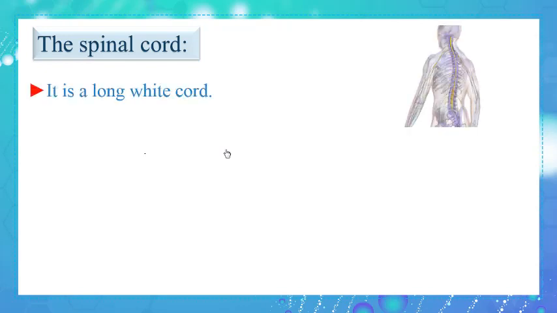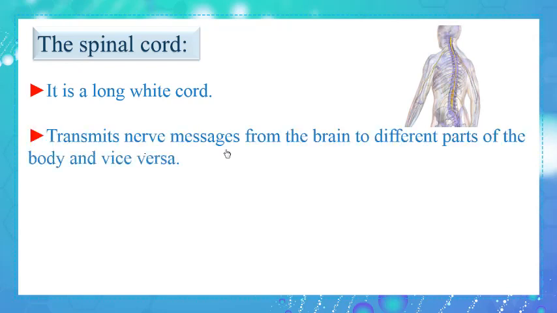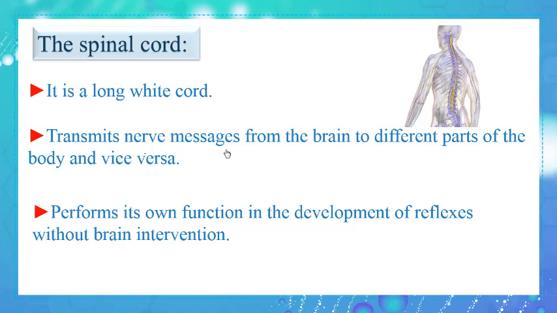Now we look at some details pertaining to the spinal cord. In reality, these details are related to the constitution of the spinal cord, where the spinal cord is an elongated white cylindrical cord that transmits nerve messages from the brain to different parts of the body and vice versa, which means in both directions. And it also performs its own function in the development of reflexes without brain intervention.